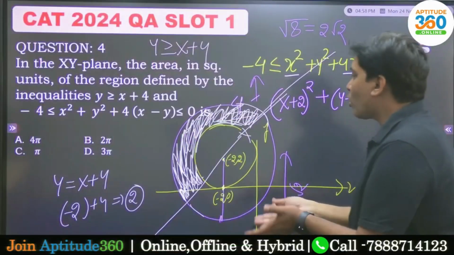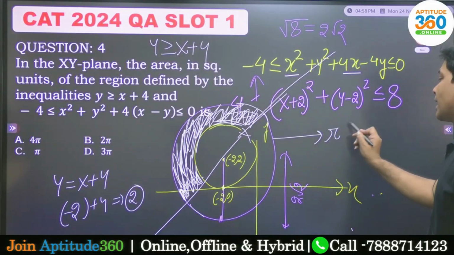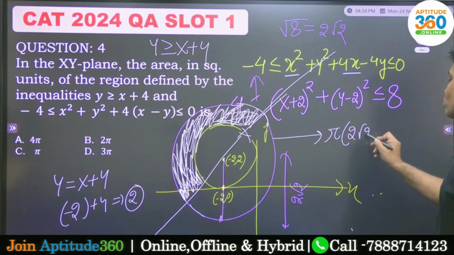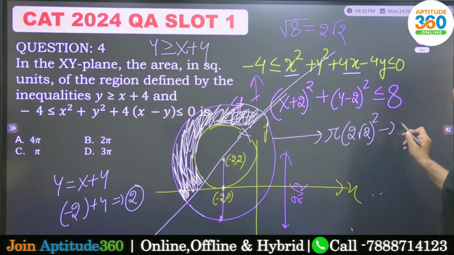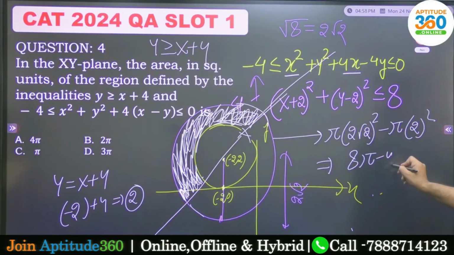So, area between two concentric circles. What is the area of the bigger circle? Area of the bigger circle is pi r square. The value of r square is 8, since r is 2 root 2. And the area of the smaller is this. So this becomes 8 pi minus 4 pi. 8 pi minus 4 pi is 4 pi.